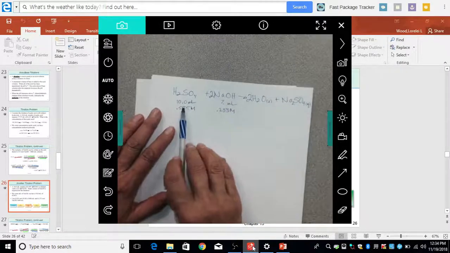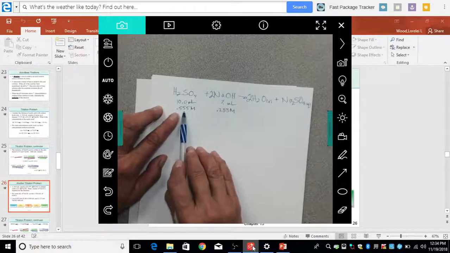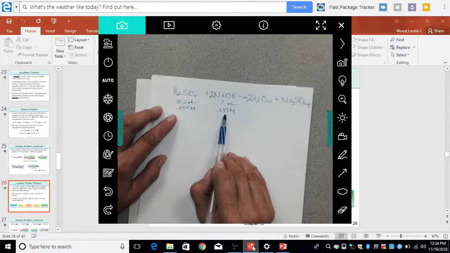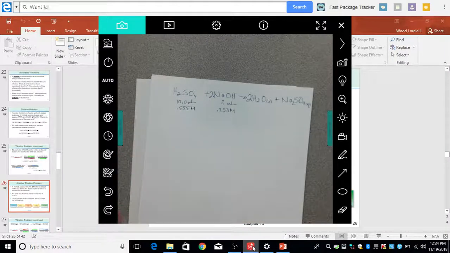I've written down the problem, made a picture, 10 mLs of that. There's the concentration. They want to know how many mLs. And there's my concentration of my sodium hydroxide. Right off the bat, what can I get out of this? What should I approach first? You could get the moles.